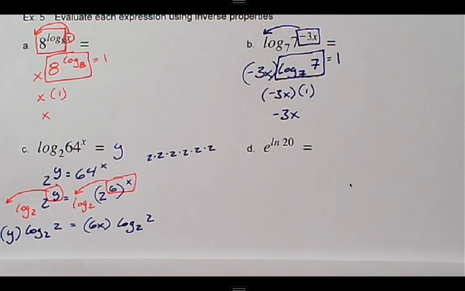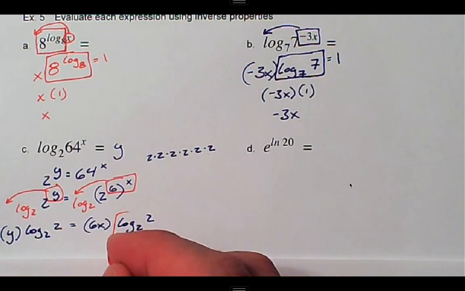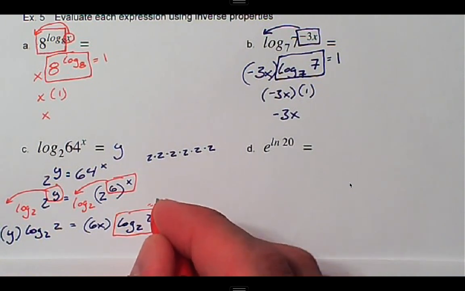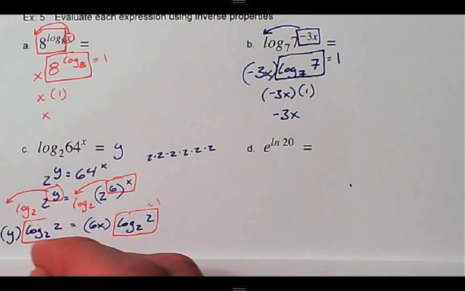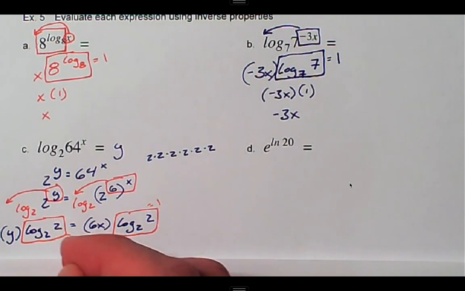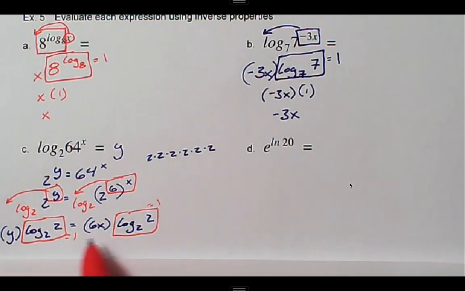And remember that that is equal to 1, and that is also equal to 1. So then we get y is equal to 6x.